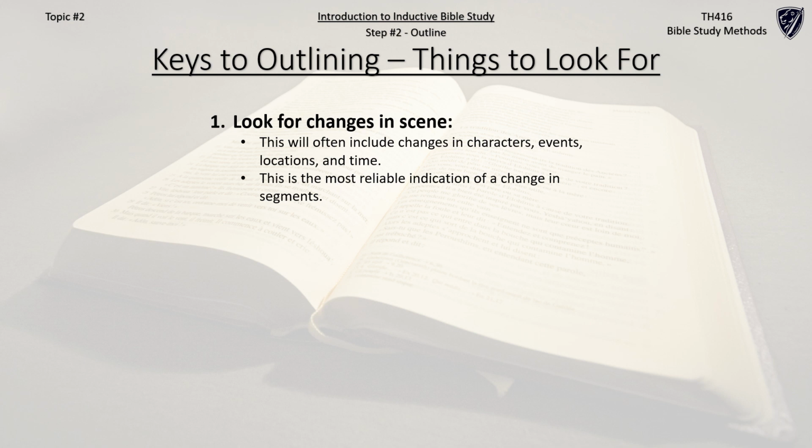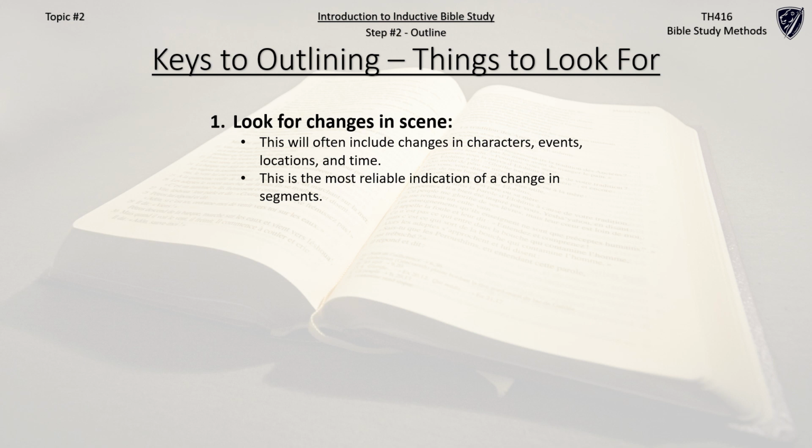And if you've got just a minor change, for example, it's still the same person, still the same major event, still the same location, but it's a different time, then you might be looking at a subsegment. But if it's a change in 2 of those, maybe still the same character, same event, but you've got a different location and a different time, maybe you're looking at a change in segment.